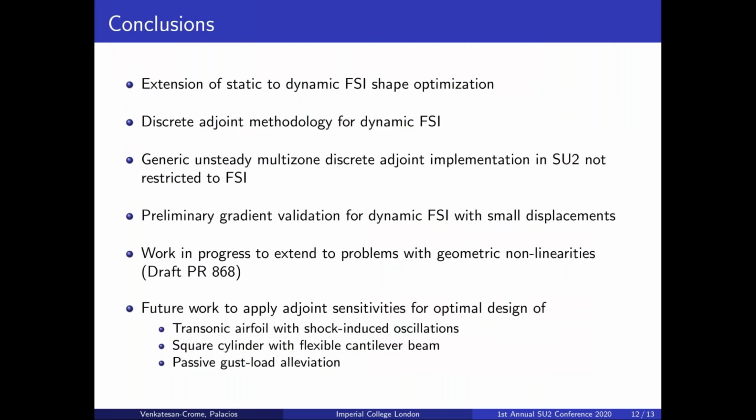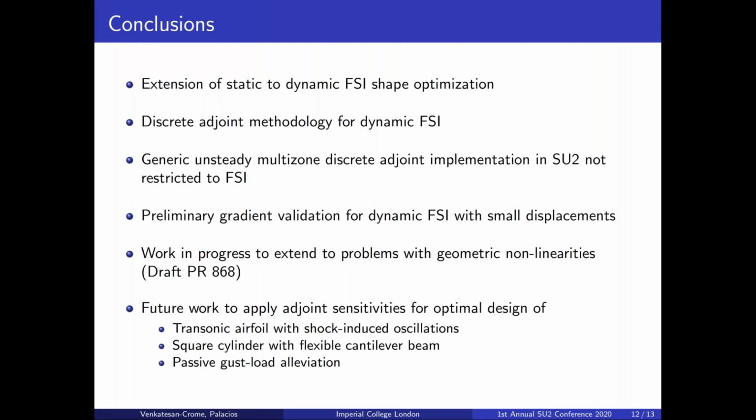So to conclude, the work presented is to extend the static FSI shape optimization for dynamic problems. The discrete adjoint method for dynamic FSI has been discussed and implemented in the code using the generic unsteady multi-zone discrete adjoint driver, such that the routines for the calculation of the adjoints are not restricted to FSI. I presented the preliminary gradient validation for dynamic FSI problems with small displacements, and work is ongoing for the extension to problems with geometric nonlinearities. All the implementation is available in the draft pull request number 868, and I hope to have the final implementation merged into develop once ready.